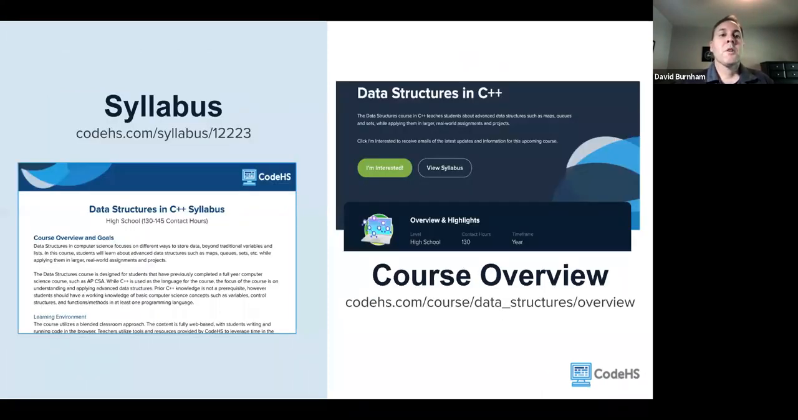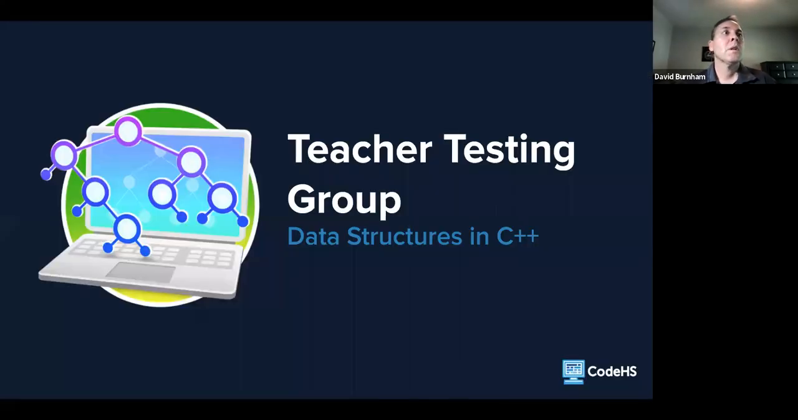You can also find the syllabus at codehs.com/syllabus/12223. And you can find the course overview from our catalog or from codehs.com/course/data_structures/overview. Okay. Questions on any of the access material?